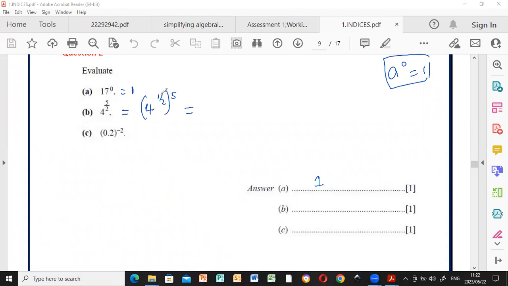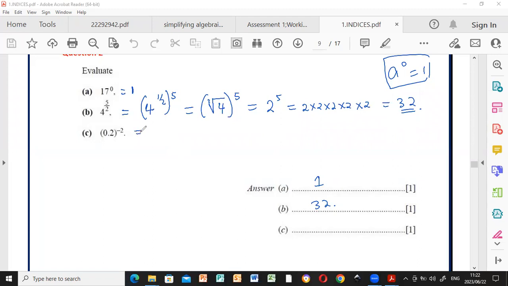Like now, what is 4 to the power of half? It means the square root of 4, and then we keep this 5. And what is the square root of 4? Inside the brackets here, we get 2. So this is the same as 2 to the power 5. And 2 to the power 5 means 2 times 2 times 2 times 2 times 2, which gives us 32. So the right answer here is 32.